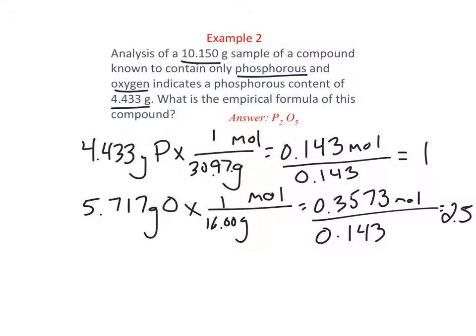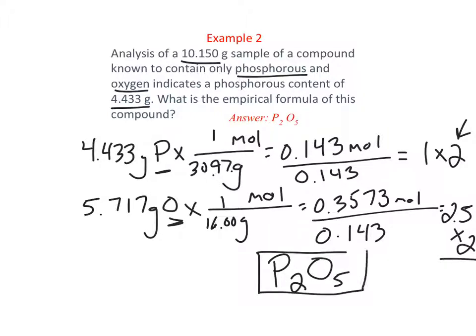If you ever get a 0.5, that's hinting to you that all of my subscripts need to be doubled. So this 1 should be times 2, and that 2.5 should be times 2. So my empirical formula would be P2O5. If you ever get a 0.5, it's hinting that all my subscripts need to be doubled because there isn't a 1 in the empirical formula.